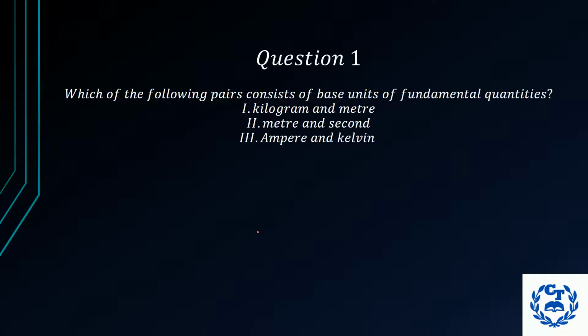So first question is, which of the following pairs consists of base units for fundamental quantities? We're going to look at each one of them. We see that the kilogram is the unit for mass, meter is the unit for length, and it's the same thing here. Second is the unit for time, ampere is the unit for current, and Kelvin is the unit for temperature. So the answer is that all of these pairs consist of base units of fundamental quantities.